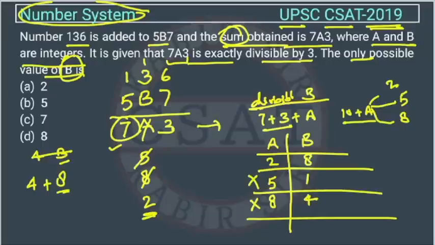If b value is 8, then we are getting 12, and then 1 will go this side. So this is 1 plus 1, 2, plus 5, so this is 7. So this is getting satisfied. Right, so the value of a will be 2 and the value of b will be 8. Right, so the answer is option D.